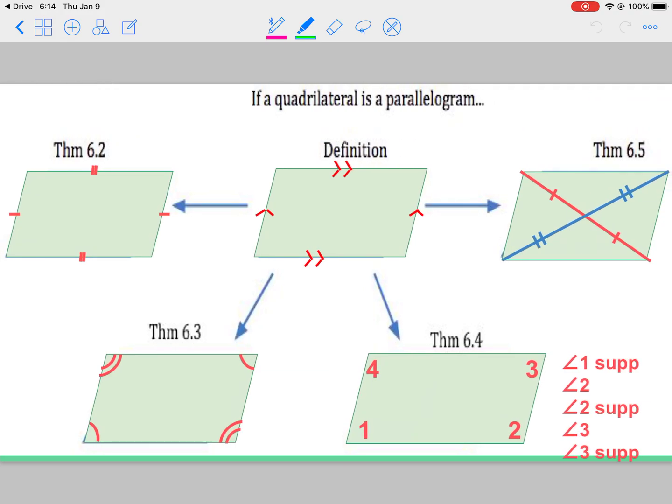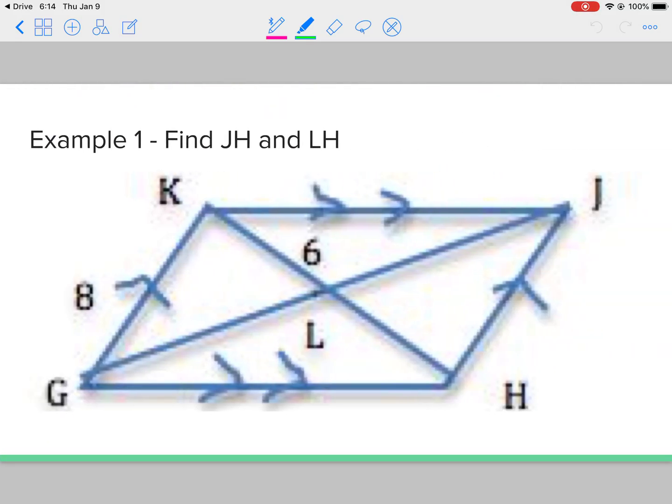So overall, here's all the information that we have. Opposite sides are parallel, opposite sides are congruent, opposite angles are congruent, consecutive angles are supplementary, and diagonals bisect each other. We're going to use this to figure out some other relationships.